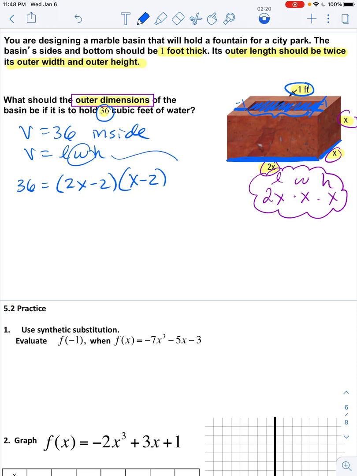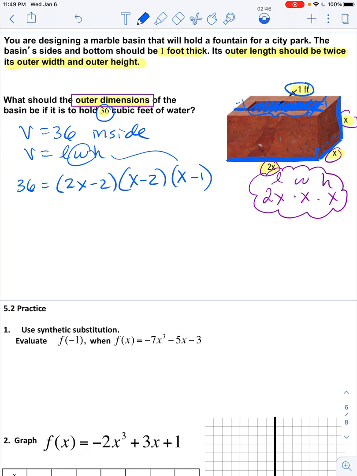Then my height is a little different. You have to think. This is the full height, which is x, but because the water can go all the way up to the top, I'm going to go ahead and say this is x minus 1, because it's going to still have that floor on it that's 1 foot thick, but it doesn't have a top. So I only take away the 1 time.